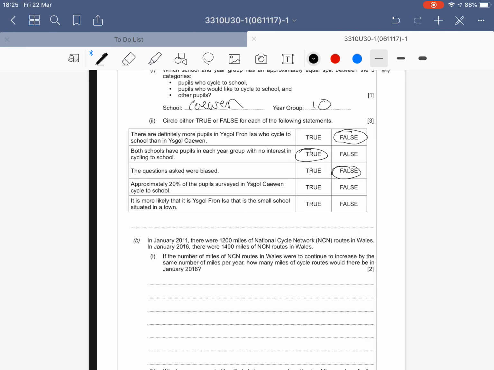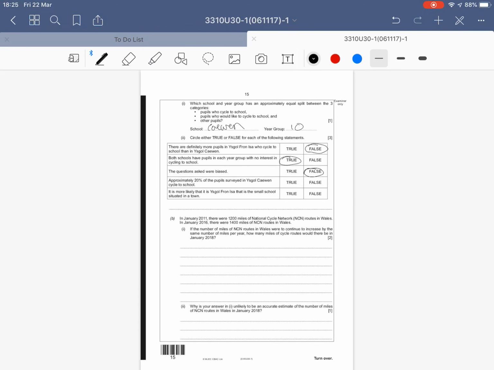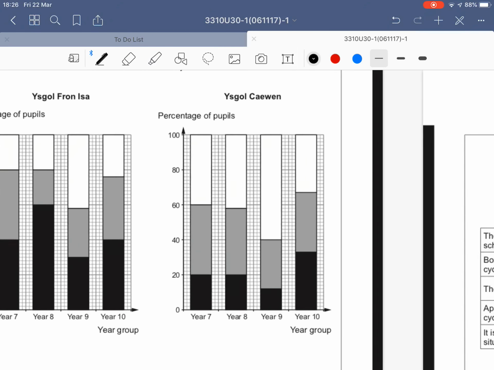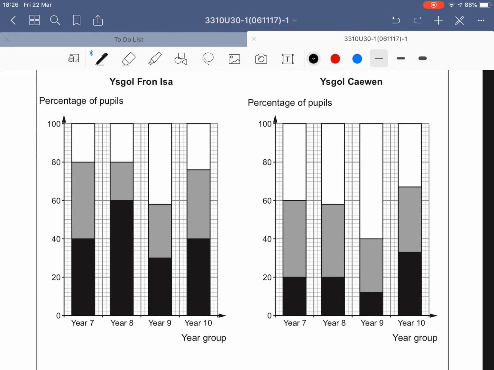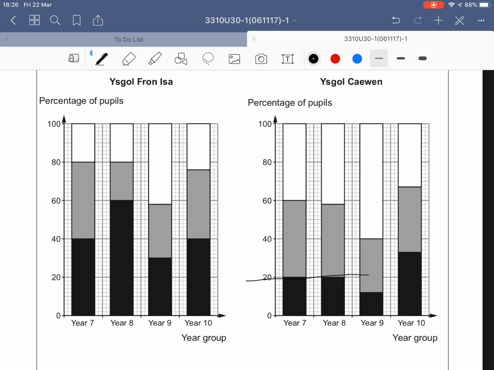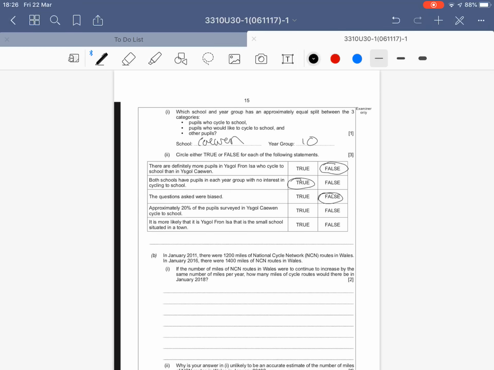Approximately 20% of the pupils surveyed in Ysgol Caerwen cycle to school. Approximately means like an average, about a guess. So it's around 20% cycled to school. So Caerwen is this one. So do we want all the black to be 20%, or if I averaged them out, would they be 20%? So 20% hits here. If I put this down there, it would probably equal 20%. So yeah, they average out about 20%. So I'm going to say true.